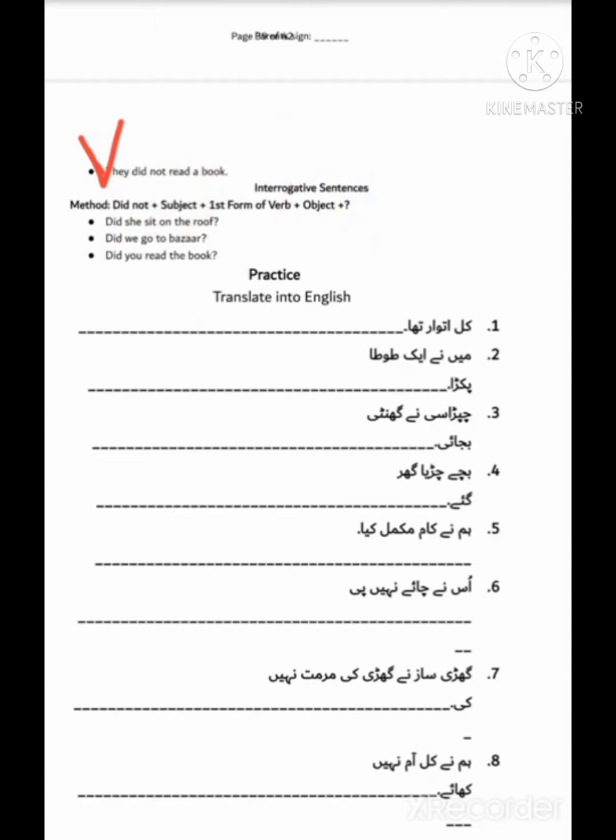So we're gonna start the example. Did she sit on the roof? First we use "did", then the subject, which is "she", and then we use the first form of "sit", and then the object. "Roof" is the object, and in the last the question mark. Now the next example is: did we go to the bazaar? And the last one is: did you read the book?